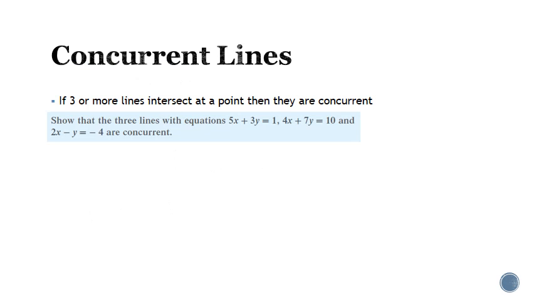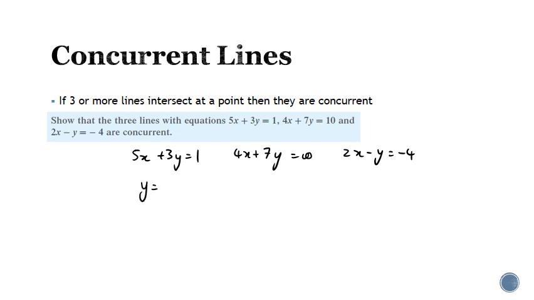Concurrent lines just means that they all intersect at the same point. So all you have to do is check whether or not they intersect at the same point. So 5x plus 3y equals 1. And we have 4x plus 7y equals 10. I'll just rearrange all three of these, so then we can actually substitute them in.